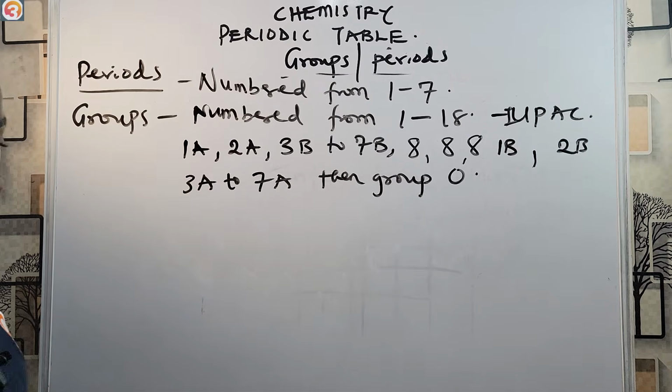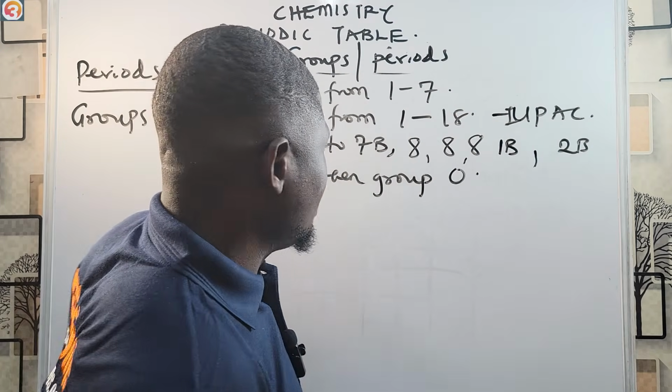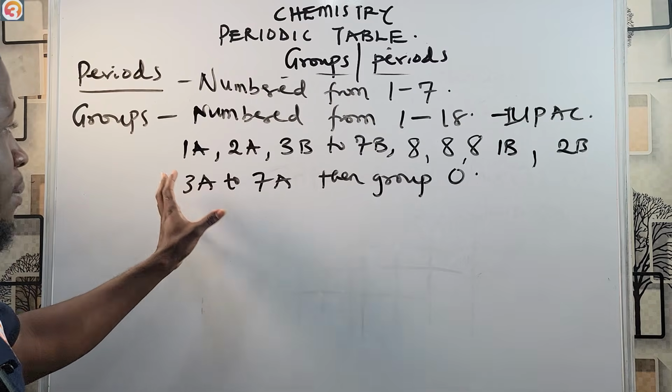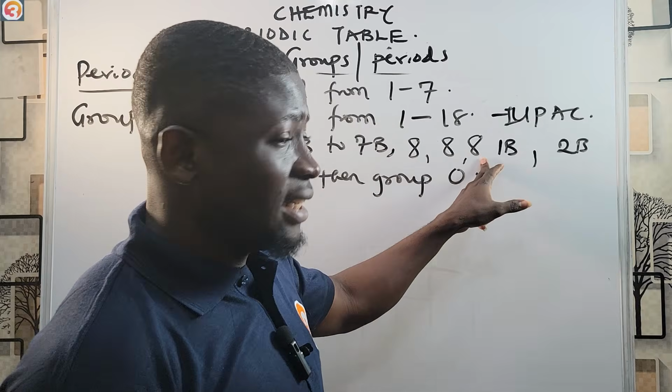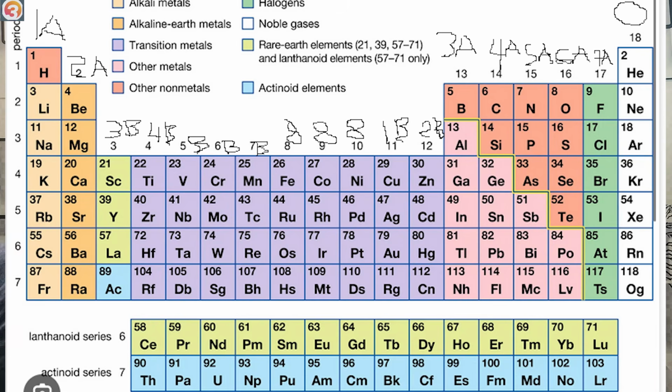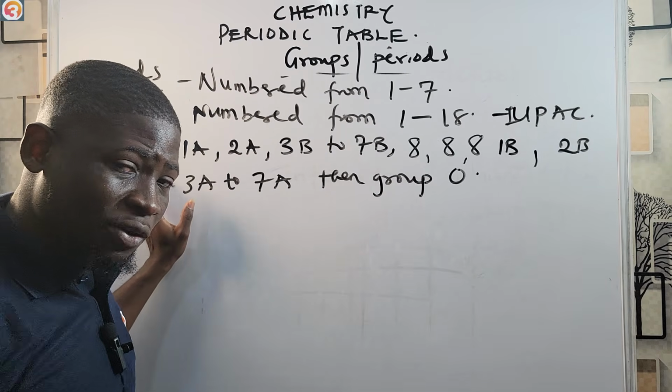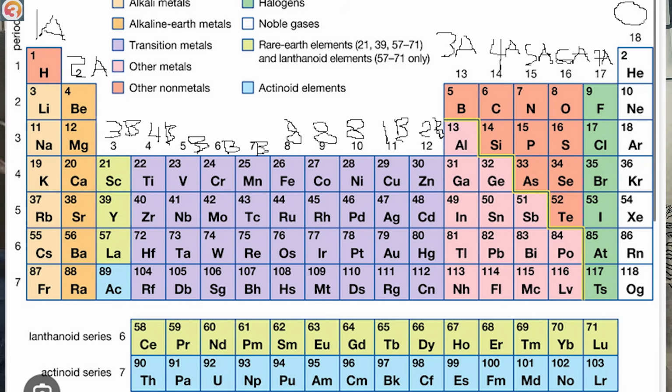So we say the groups are numbered from 1 to 18 by the IUPAC system, and they can also be numbered as 1A, 2A, 3B to 7B, 8, 8, 8, then 1B, 2B, then 3A to 7A, then group 0. The 1A to 2A is what I just highlighted for you. Then the 3B to 7B, then the 888, then 1B to 2B, and then 3A to 7A are what I just highlighted on the periodic table.